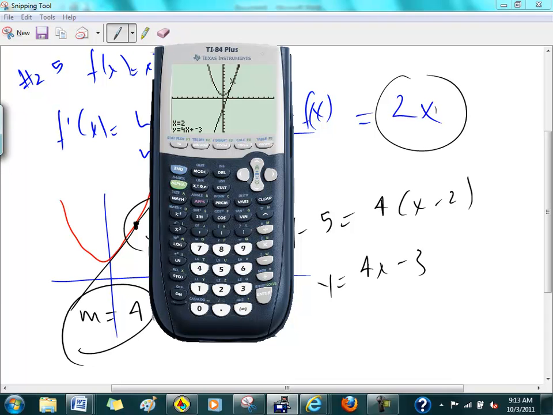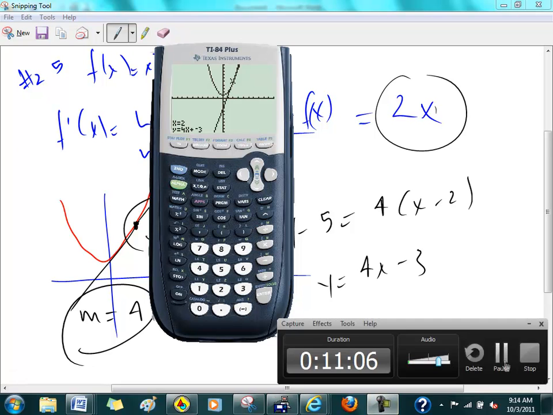Second program. Look for tangent. You have to be in graph mode, okay? You have to be graphing.